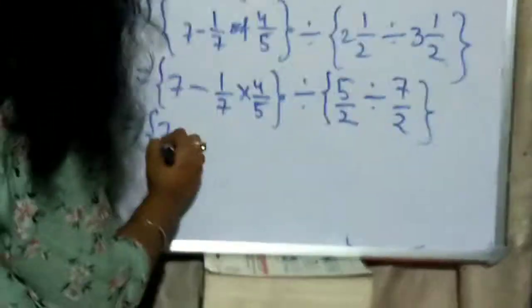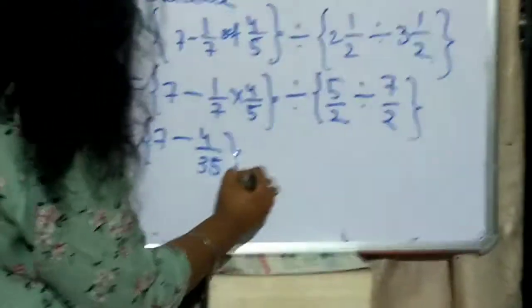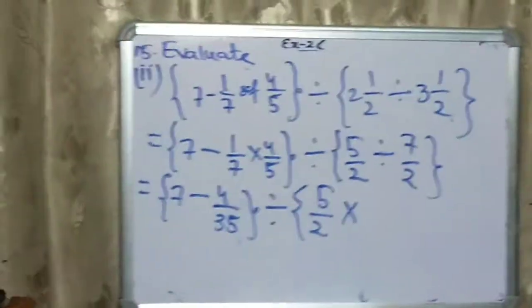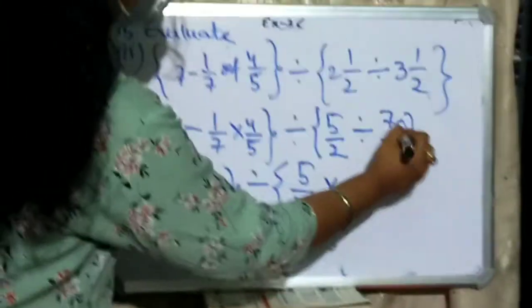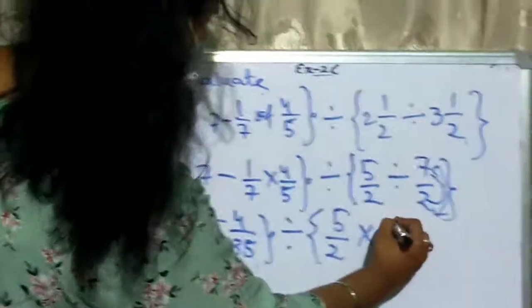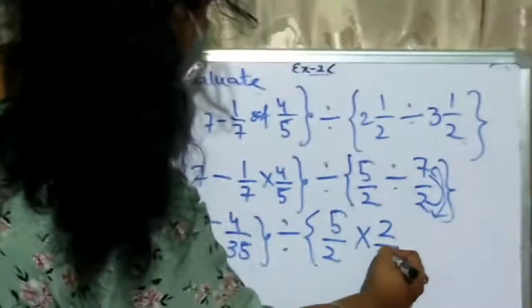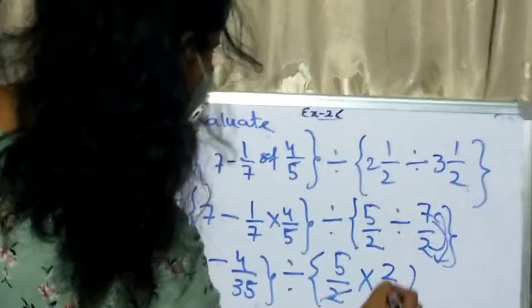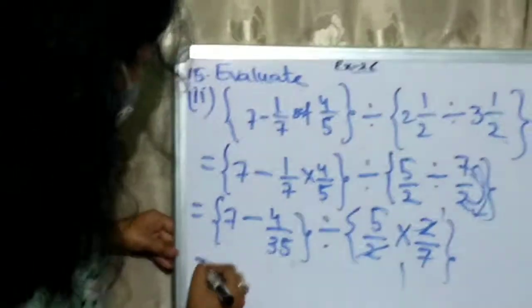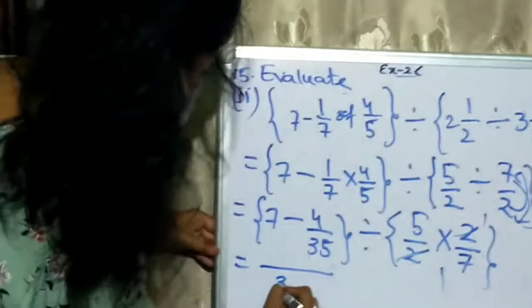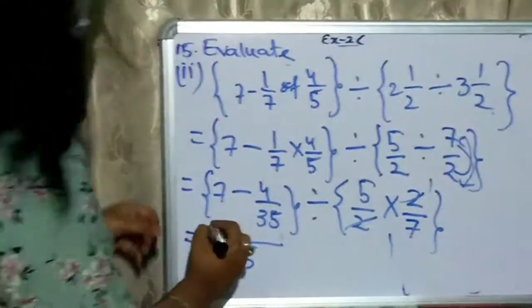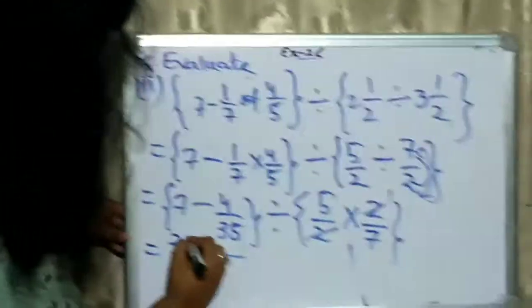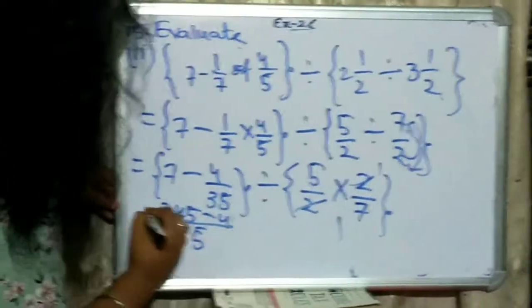Now, 7 minus 4 1s is 4. 7 5s are 35. Divided by this 5 by 2. This division sign, when I convert it into multiplication sign, this 2 will go up and 7 will come down. Now again 2 went up and 7 came down. Now 2 1s are 2, 2 cancel. Now this you take the LCM 35. 35 into 7 is 245 minus 4.